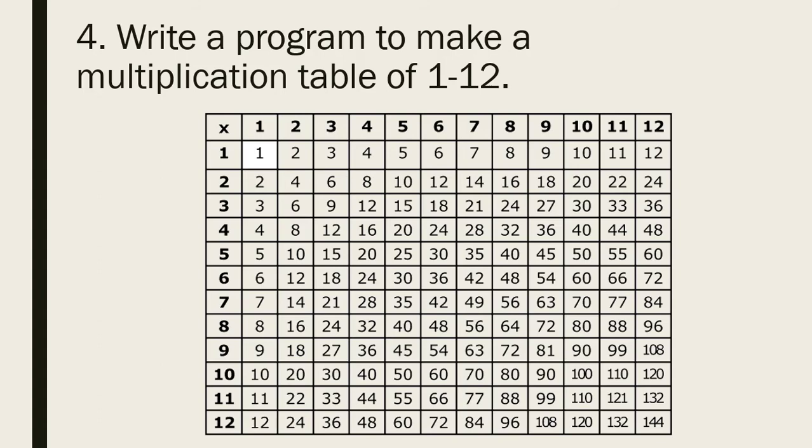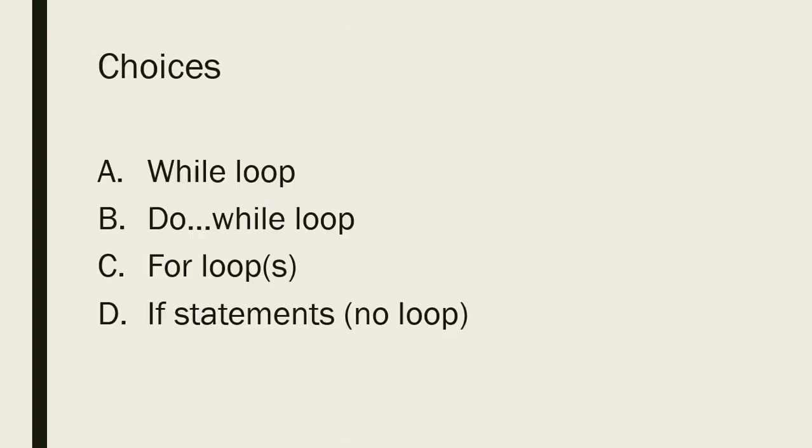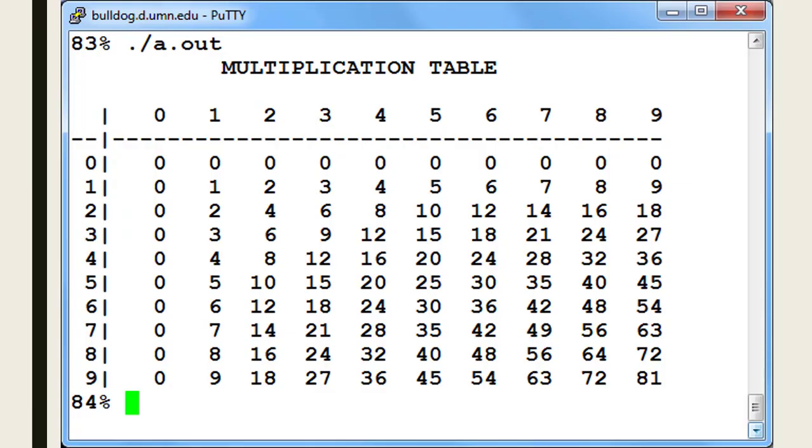Write a program to make a multiplication table. Okay, this one is going to be a tough one because this one is definitely going to need more than one loop. In fact, this one needs nested loops. So I'll give you that right away. But what type of loops? And the answer here is this is a for loop problem. We're counter controlled.